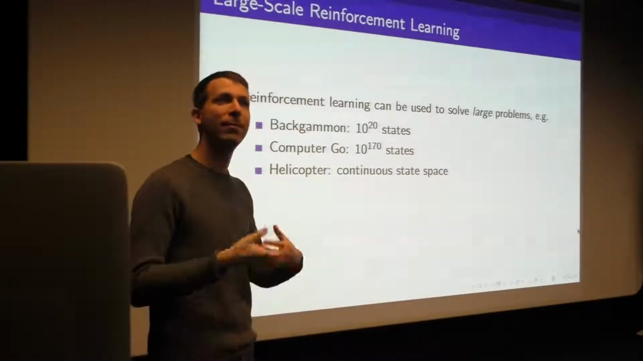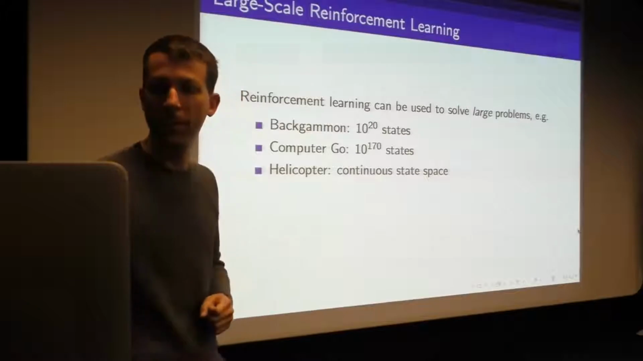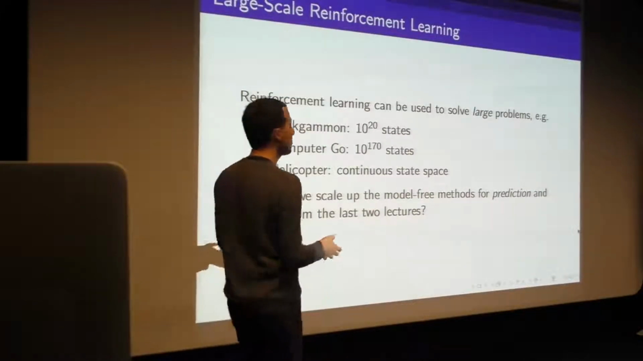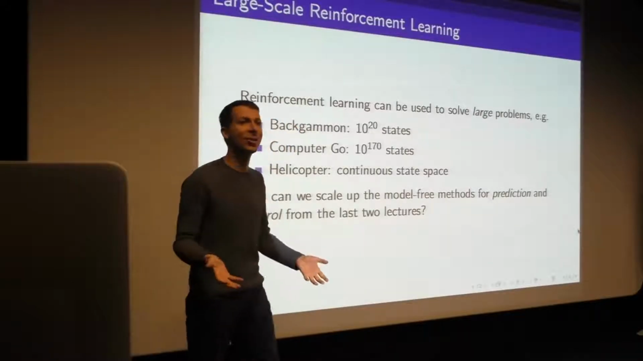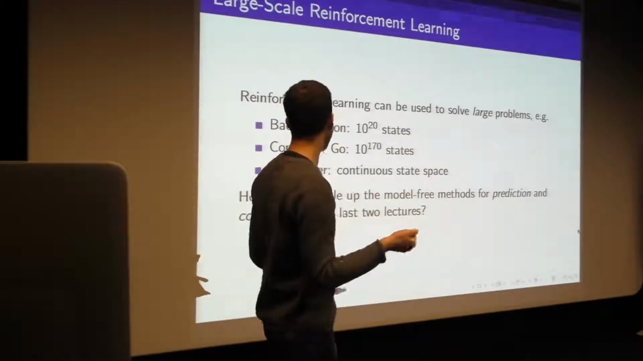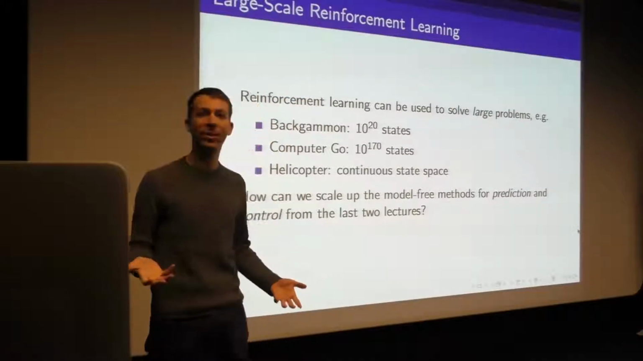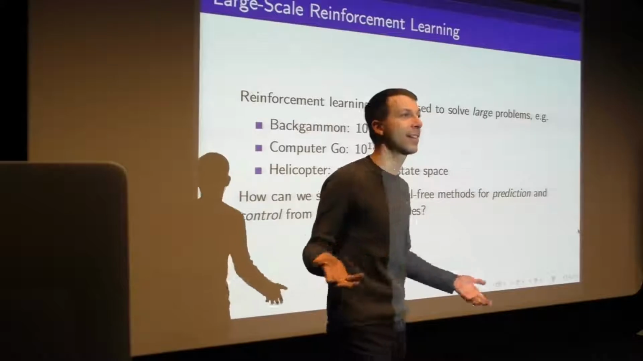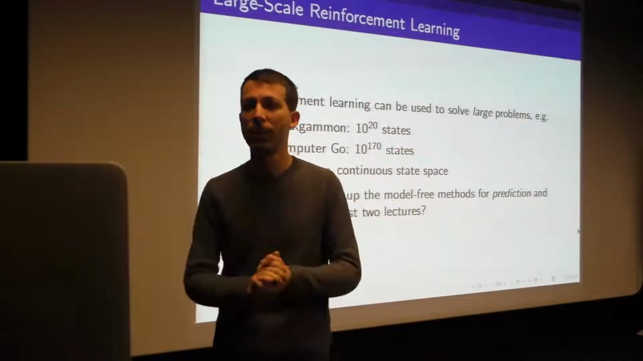How can we scale up? Value functions have been the central idea we've seen so far. And so in particular, we want to know how to do the core ideas that we've seen so far, both prediction, how to evaluate a policy, and also how to do control. These are the main subjects of the last two lectures, and we want to scale them both up. We want to be able to achieve good results with both of these ideas, both of these paradigms.